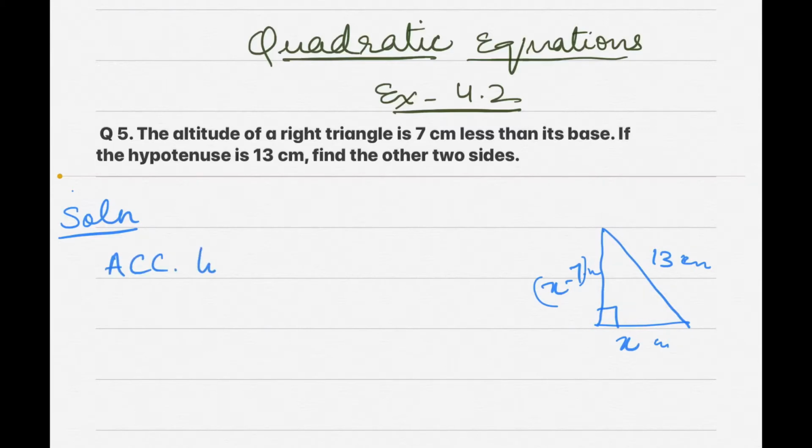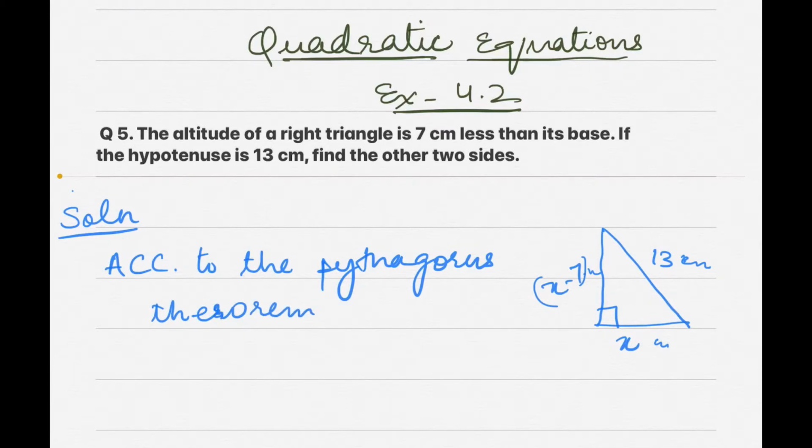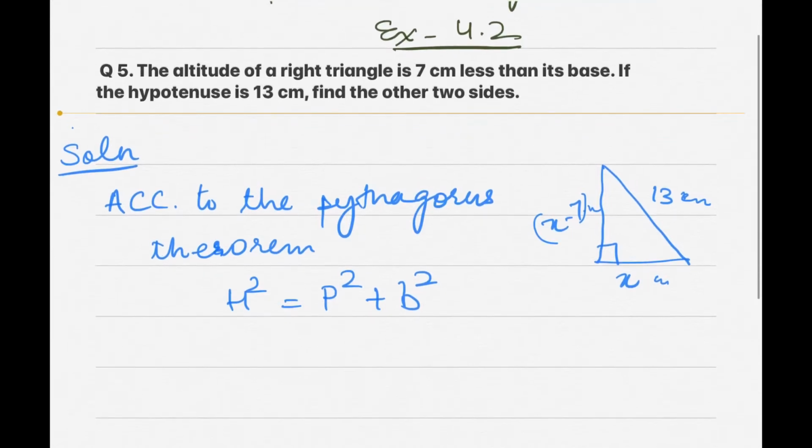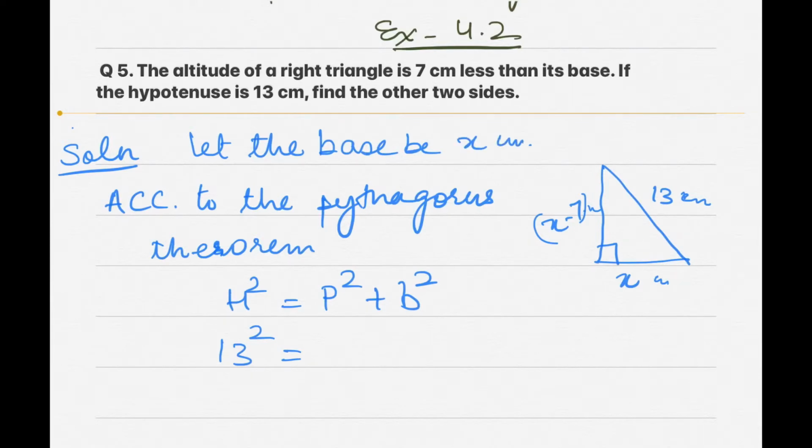So according to the Pythagoras theorem, what do we say? We have hypotenuse square is perpendicular square plus my base square. So now my hypotenuse is 13, given as 13, so 13 square is equal to perpendicular. Okay, I can say here let the base be x centimeter, right? So therefore perpendicular will be equal to x minus 7 centimeter.